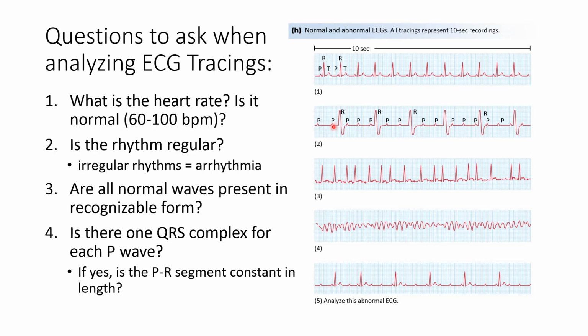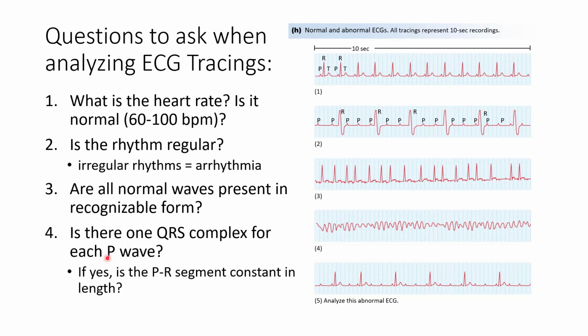So typically we ask ourselves when we start looking at waves that don't look right, okay, what's wrong? What are we seeing? First off, is the rhythm regular? If it's irregular, where we're not always seeing the same, we have a P wave without a QRS complex, we would say we have some type of arrhythmia, an irregular rhythm going on. Here's an example. This would be an arrhythmia. We then ask ourselves, are all the normal waves present in a recognizable form? If not, which ones are missing?